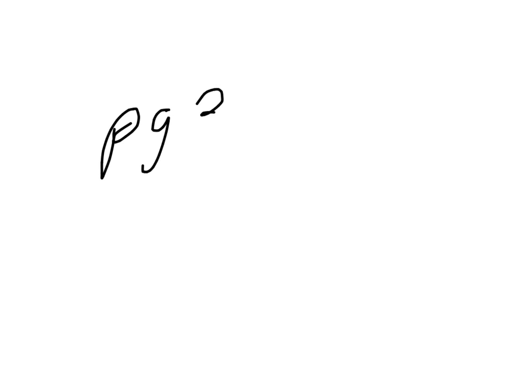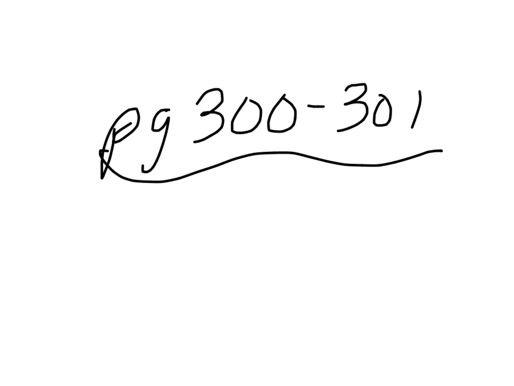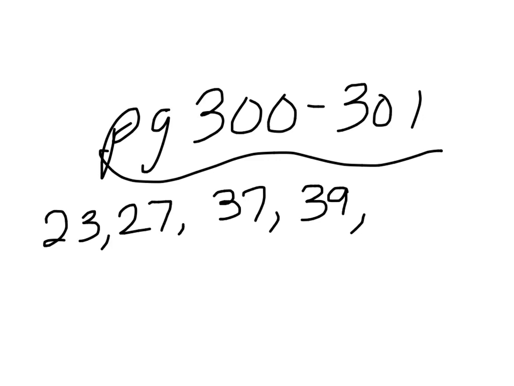So on page 300 to 301, we're... Did you write the numbers down? 23, 27, 37, 39, 41, and 43. I think it's 43 now, 42. Yeah, 43.